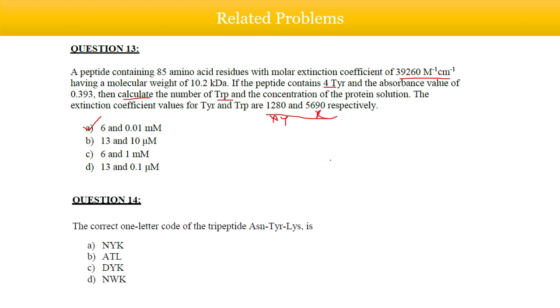The correct 1-letter code for the tripeptide asparagine, tyrosine and lysine is, so asparagine is your N, your tyrosine is Y, and your lysine is K. So the right answer is A.